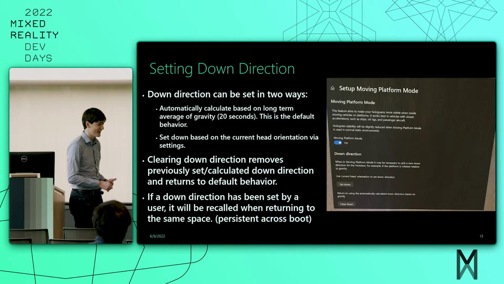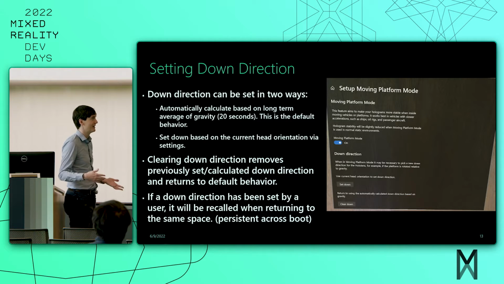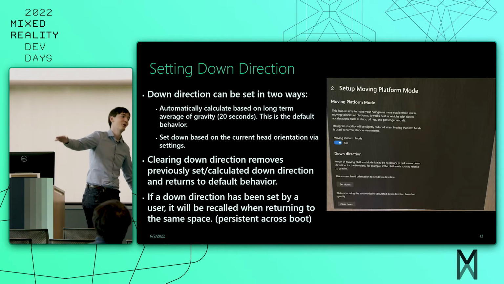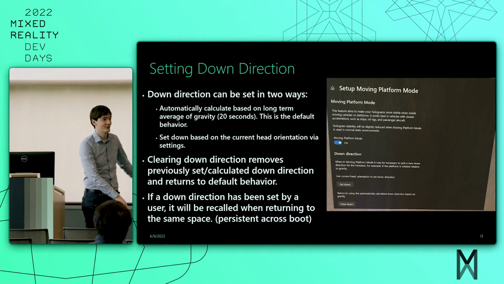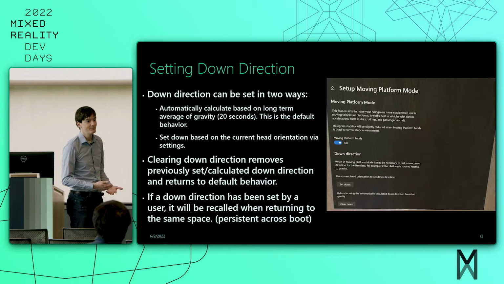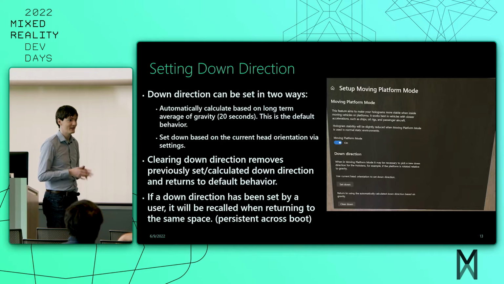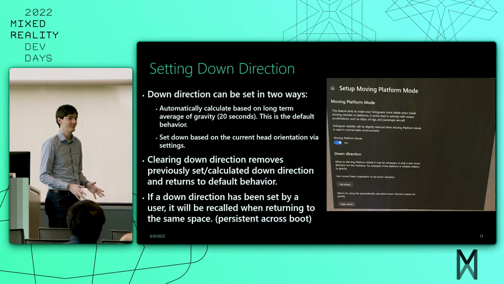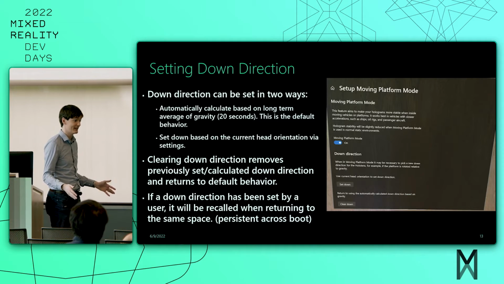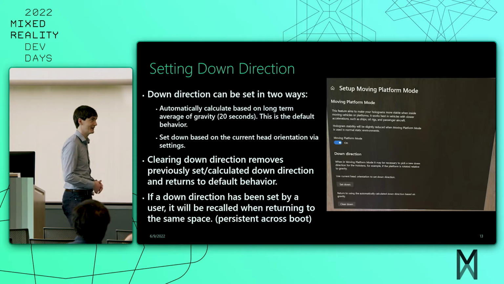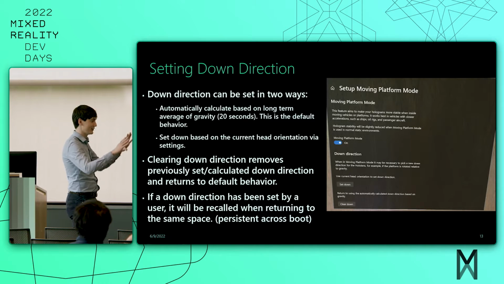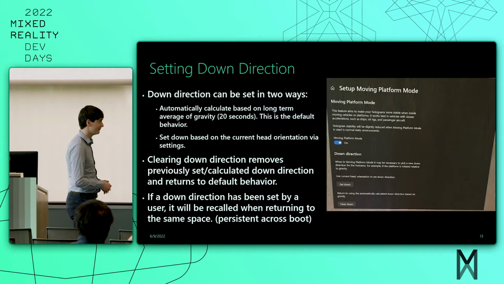One is very convenient because you don't need to do anything. If you're in moving platform mode, the default behavior is it will take a long-term average of gravity. So if your boat is rocking, it will be looking at gravity over a roughly 20-second period of time. And then that long-term average will be locked in as down direction. And then from then on, it will use that instead of gravity for most purposes within the system. And therefore, all your windows will be aligned to that 20-second average of gravity.